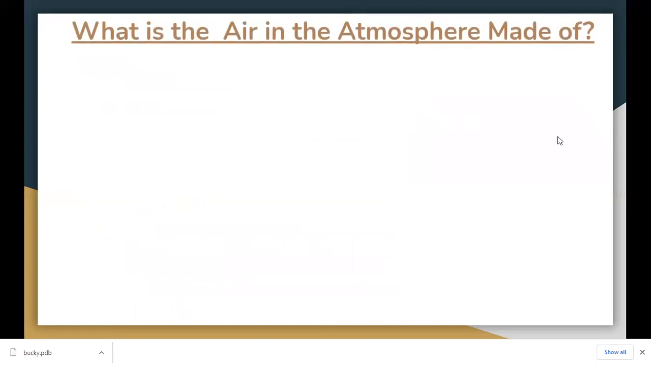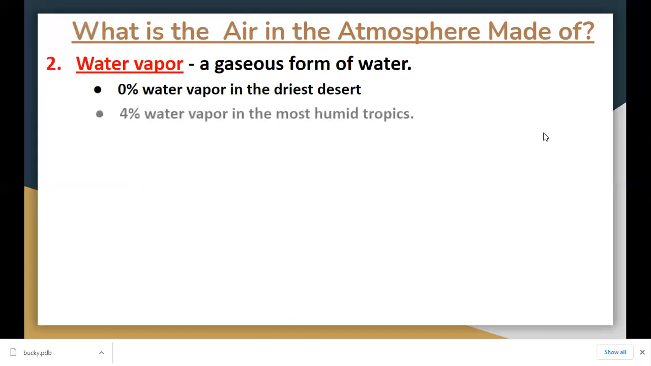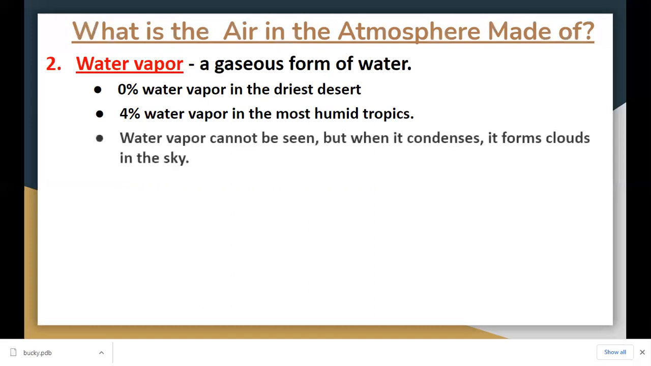What is the air in the atmosphere made of? Well, we already said it's made of gas, and number two, it's made of water vapor, which is a gaseous form of water. So 0% water vapor is in the driest desert area, and the atmosphere in the humid tropics is 4% water vapor. So much more water vapor in the warmer humid tropics than in the dry arid deserts. Water vapor cannot be seen, but when it condenses, it forms the clouds we see in the skies. So it's kind of a way of seeing it in a sense.